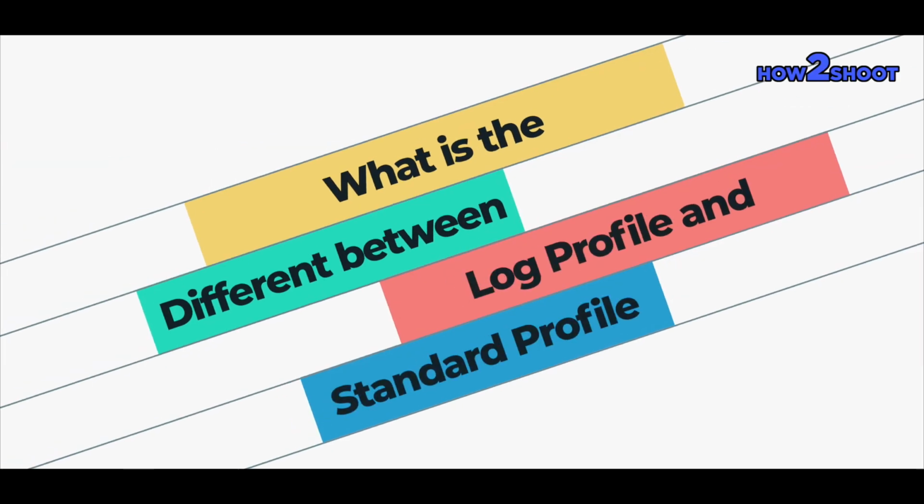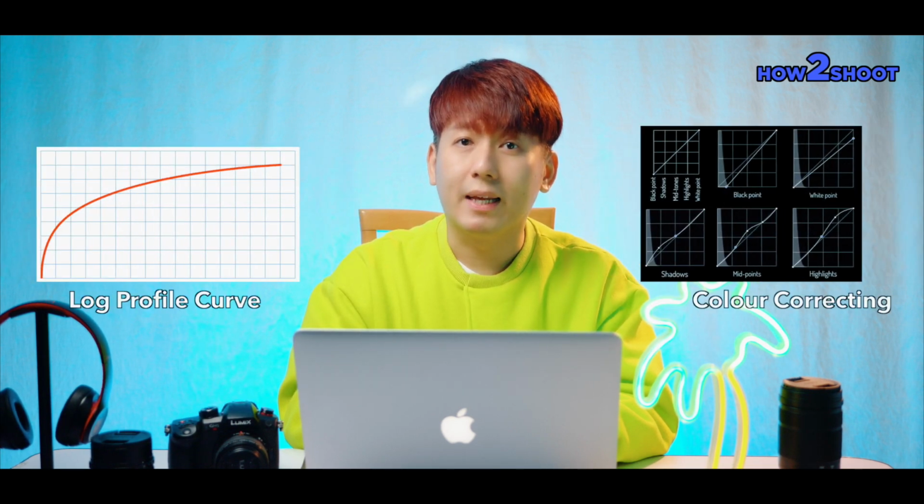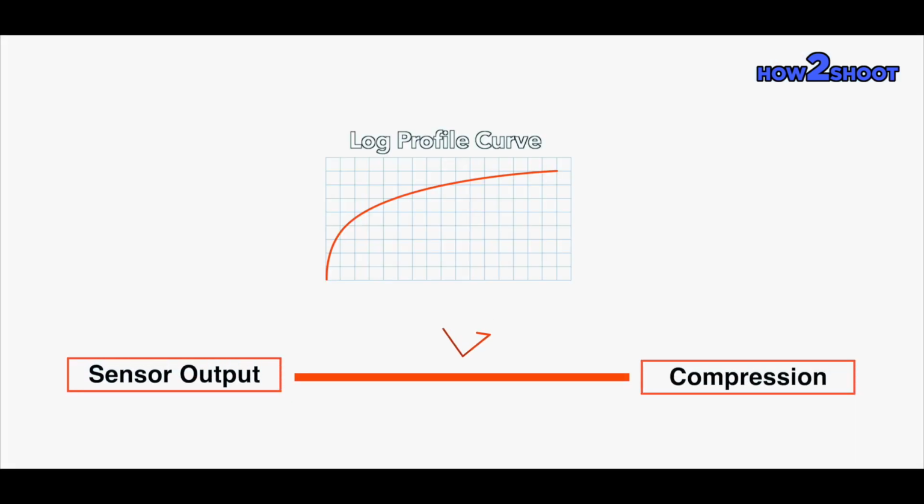What is the difference between log and standard profile? The log profile is called logarithmic simply because it appends a logarithmic exposure curve to the image, very much like the curve function in color correction. When you're using log, the curve is applied between sensor output and compression. So the curve is appended to the raw signal output from your camera sensor, just before the file is compressed and saved.